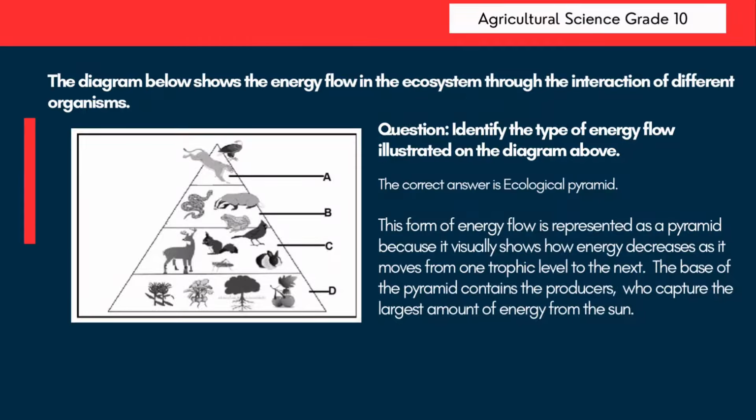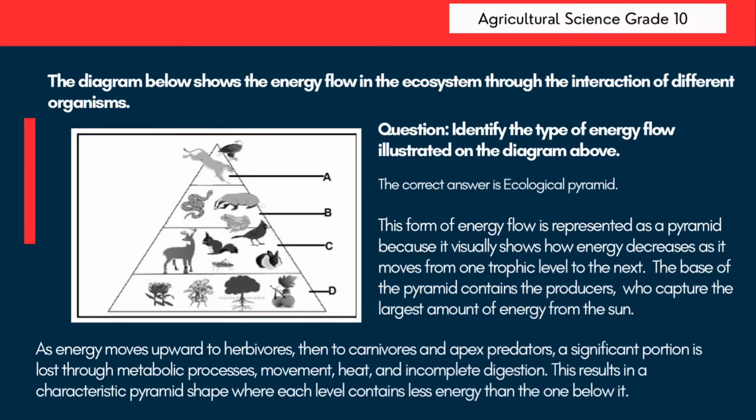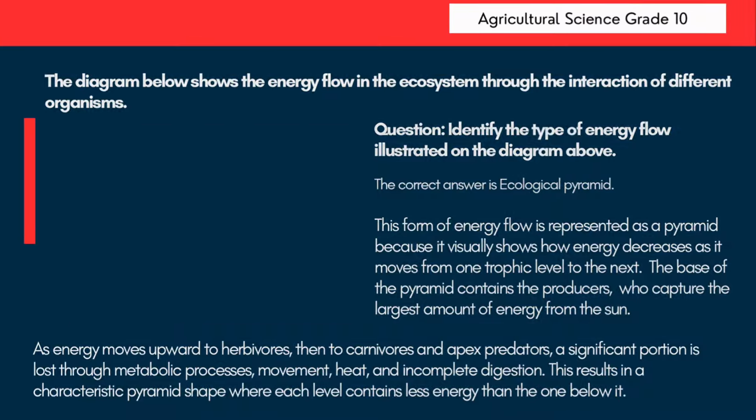This form of energy flow is represented as a pyramid because it visually shows how energy decreases as it moves from one trophic level to the next. The base of the pyramid contains the producers, who capture the largest amount of energy from the sun. As energy moves upward to herbivores, then to carnivores and apex predators, a significant portion is lost through metabolic processes, movement, heat, and incomplete digestion. This results in a characteristic pyramid shape where each level contains less energy than the one below it.